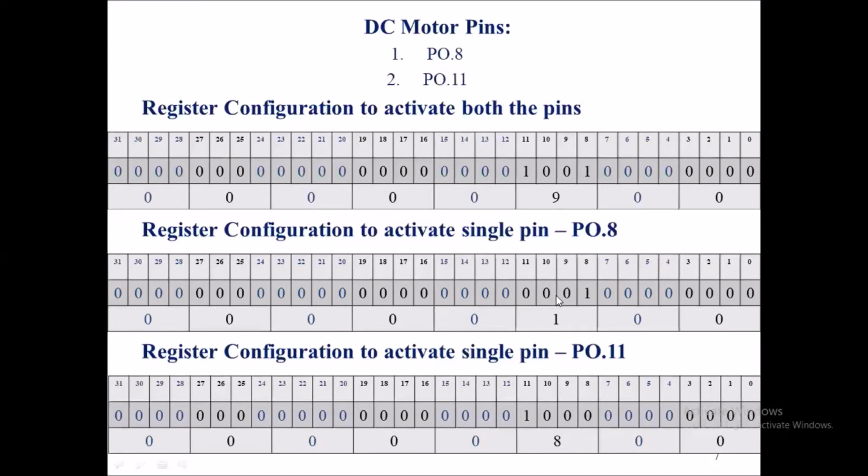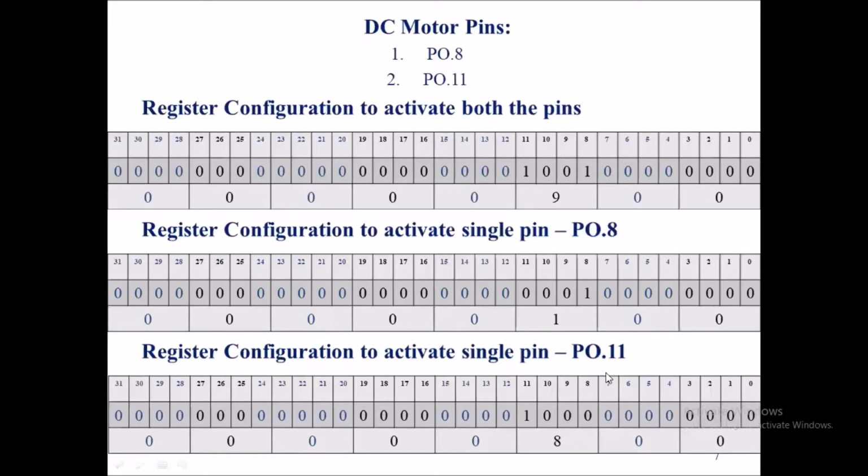After converting from binary to hexadecimal, 0001 is represented as 1. The register configuration in hexadecimal for the port 08 pin is 50100. This is the register configuration that is used to activate the single pin, which means the port 08 pin. Next, let's see how to configure the register to activate a single pin.